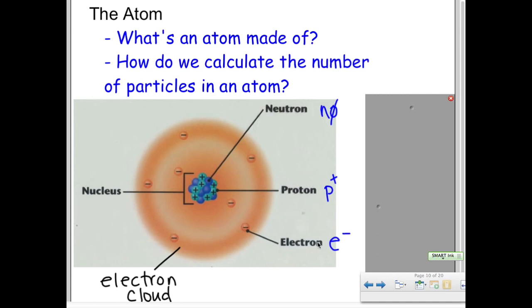And electrons, which are located outside of the nucleus, and they could be found anywhere in this area. That's why we call it an electron. E and a negative sign for the charge.